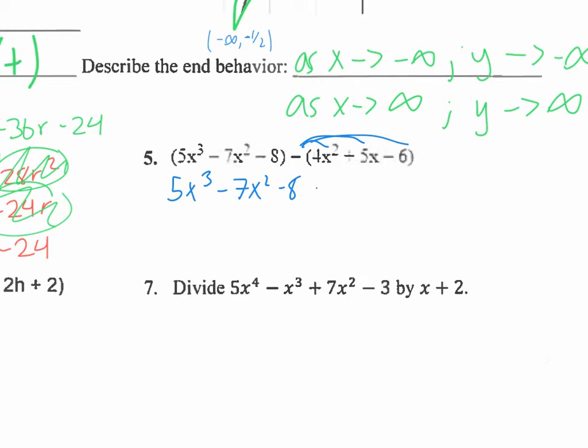And then distribute this negative, so I've got negative 4x squared. That is a plus, it looks like. So this will become negative 5x, and this will become positive 6. Then I just combine.